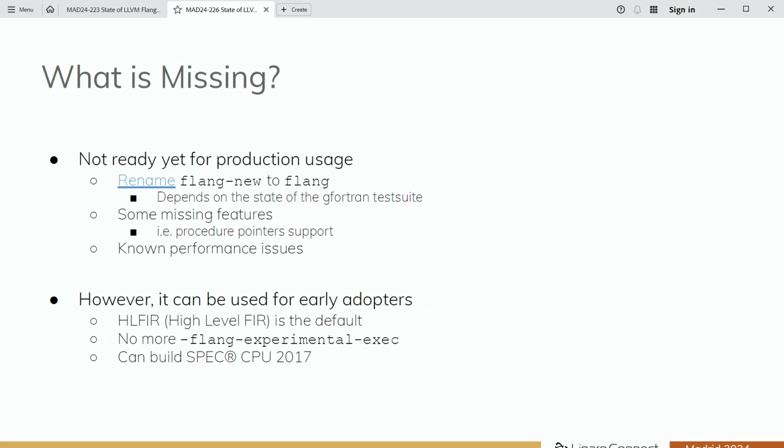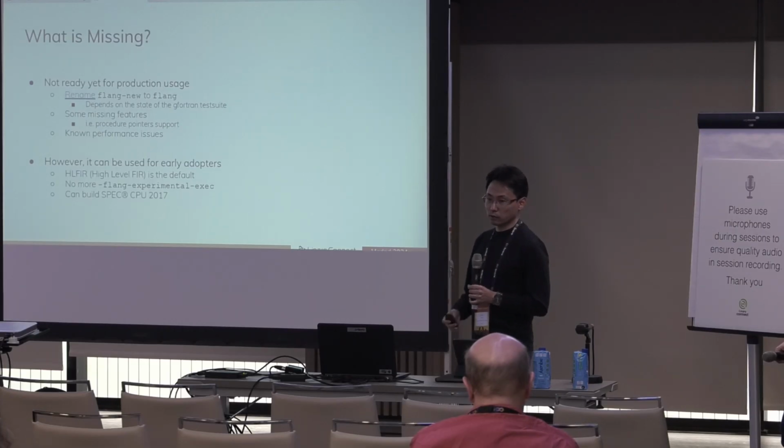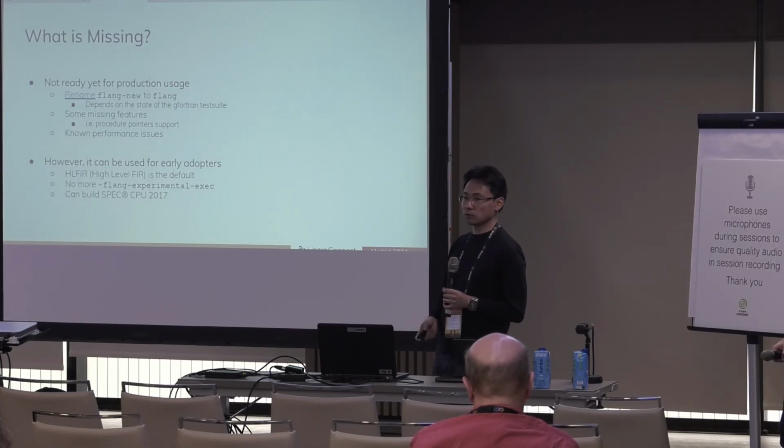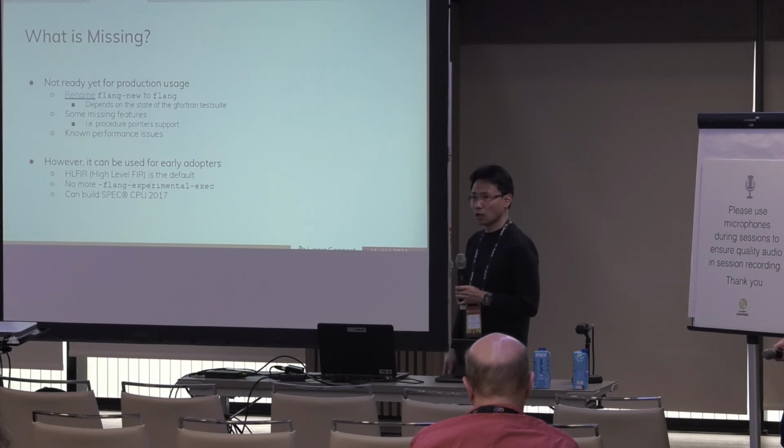But that's not all bad news, because it can be used by early adopters. If you're willing to experiment with Flang, you can do it now, because most of the work on the new FIR is done. So the new FIR is the default. We don't have the -flang-experimental-exec flag anymore, so you don't need that to get the full Flang code output. And as Leandro mentioned before, you can fully build SPEC CPU 2017. There are some problems with speed, mostly because of OpenMP. It will build entirely, but some of the benchmarks will not run.